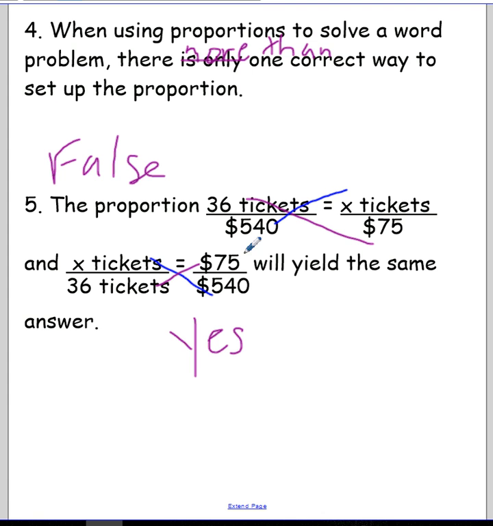And then the other two ways would be simply flipping them around, putting money over tickets for the first one, and here having the larger amount over the smaller amount. So 36 over x and 540 over 75.